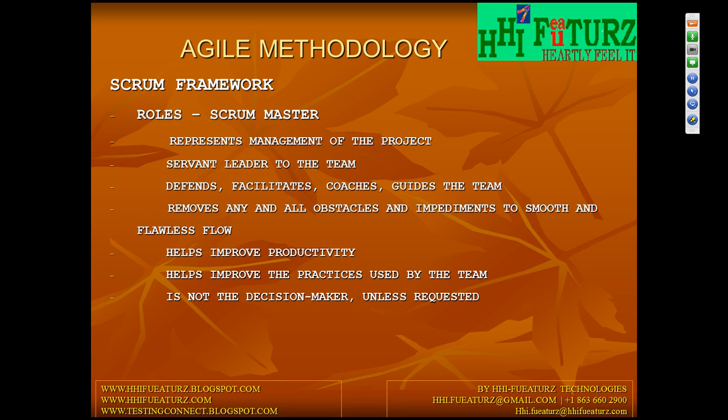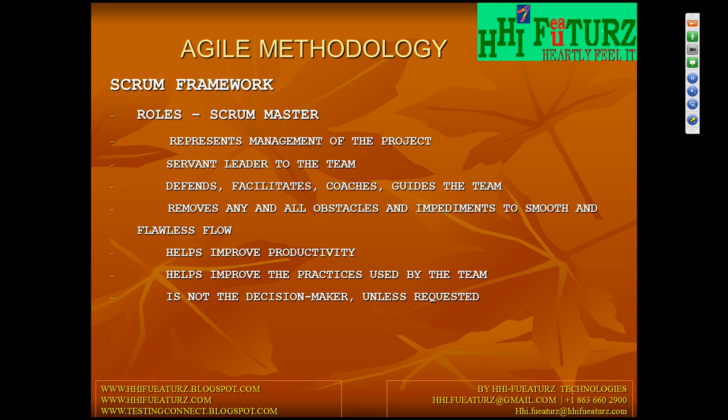He is not the decision maker unless requested, nothing. Everything control is in the product owner only, everything. Okay, so he cannot take any decision. Normally in the waterfall model or V model, who will take decisions? Your team lead or project manager is the decision maker. If a specific feature is there, he can take a decision and deliver. But that is not the case in agile methodology.